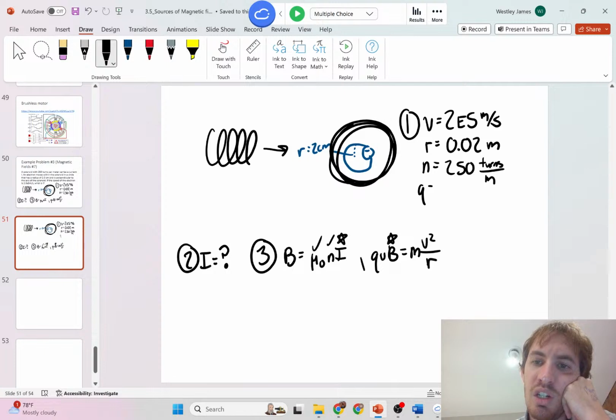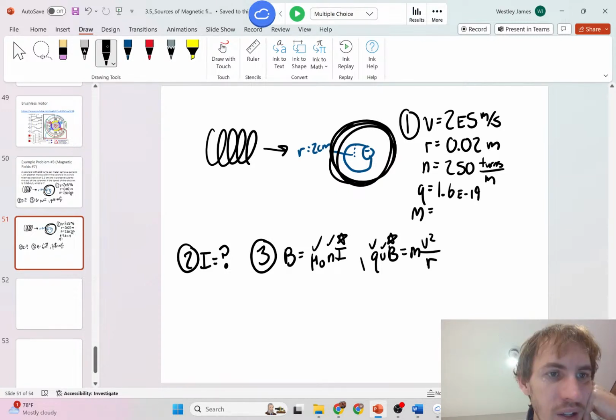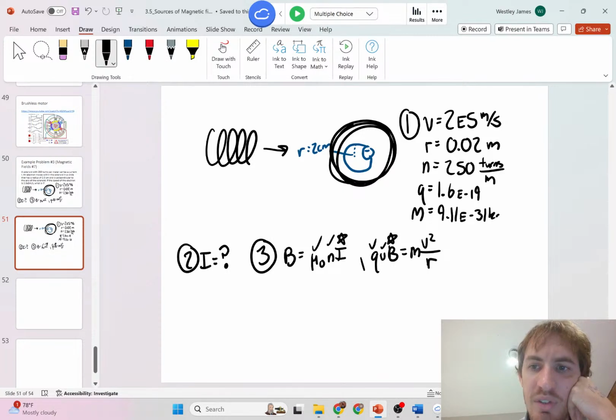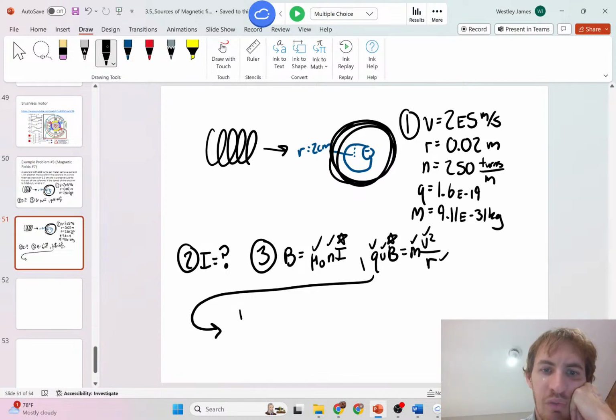Q, what's the charge of an electron? 1.6 times 10 to the minus 19. Cool, got that, got velocity. Mass, what's the mass of an electron? Let me make sure this is an electron. Yep, 9.11 times 10 to the minus 31 kilograms. Cool, got that, still have velocity, I've got the radius. So I can solve for B. Then I can plug that into the other equation, and I can solve for I. So, that's what we'll finish with.